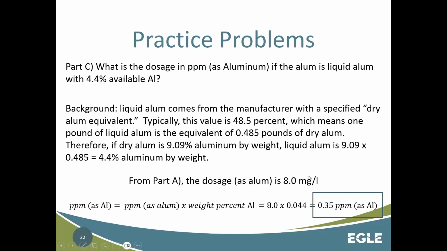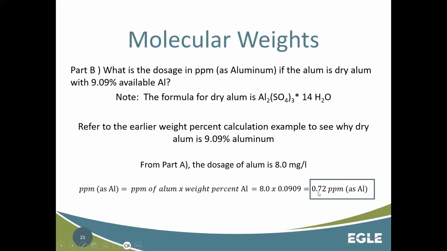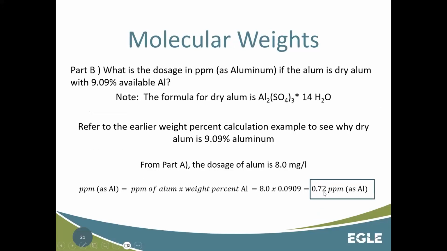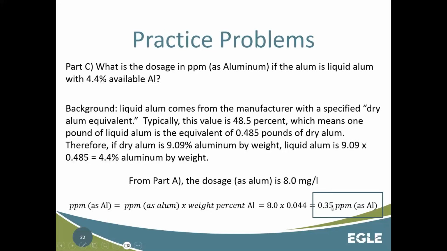I'm going to see if I can flip back here. So we were at 0.72 as dry alum, and then we're at 0.35 as liquid alum. Again, just as a double check, or gut check as I would call it, you can see that that's about half, right? We were at 0.72 and now we're at 0.35. That gives you a little extra confidence that you didn't miss a step or have an error in your calculation.